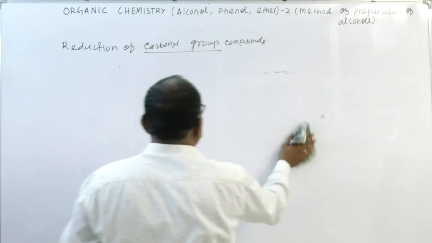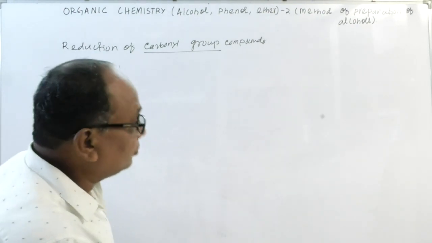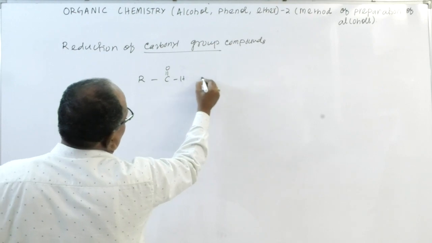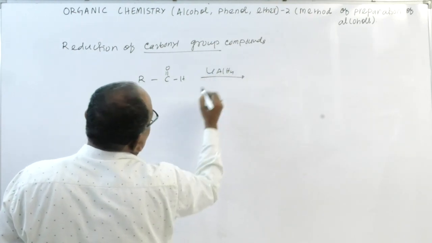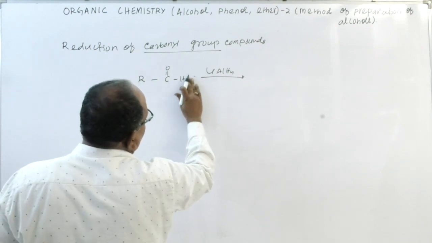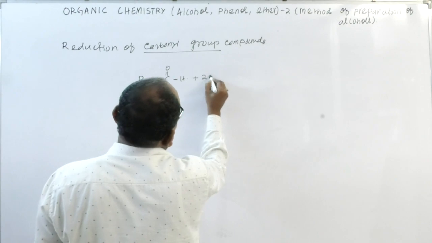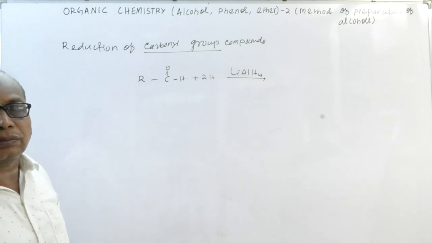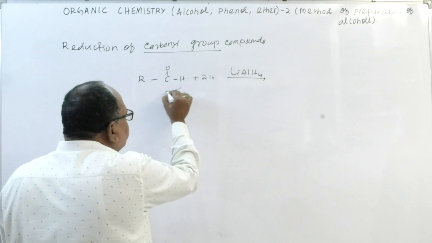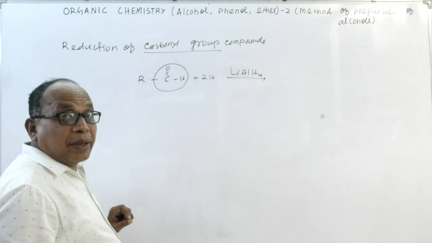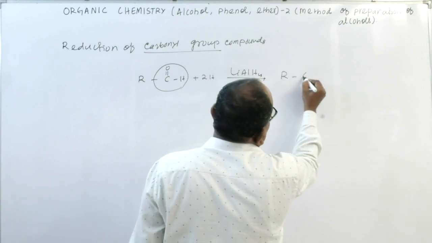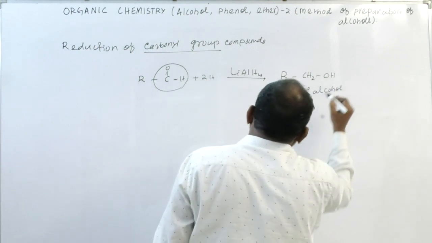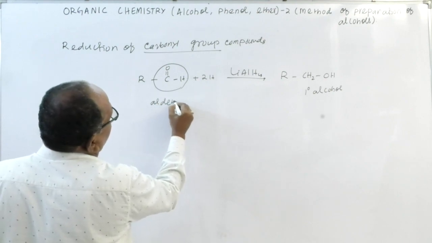Suppose you are taking an aldehyde, that is RCHO, treated with lithium aluminium hydride and reduced with nascent hydrogen. What is happening? This group is reduced to primary alcohol, that gives you RCH2OH. This is your primary alcohol. This is your what? Aldehyde.